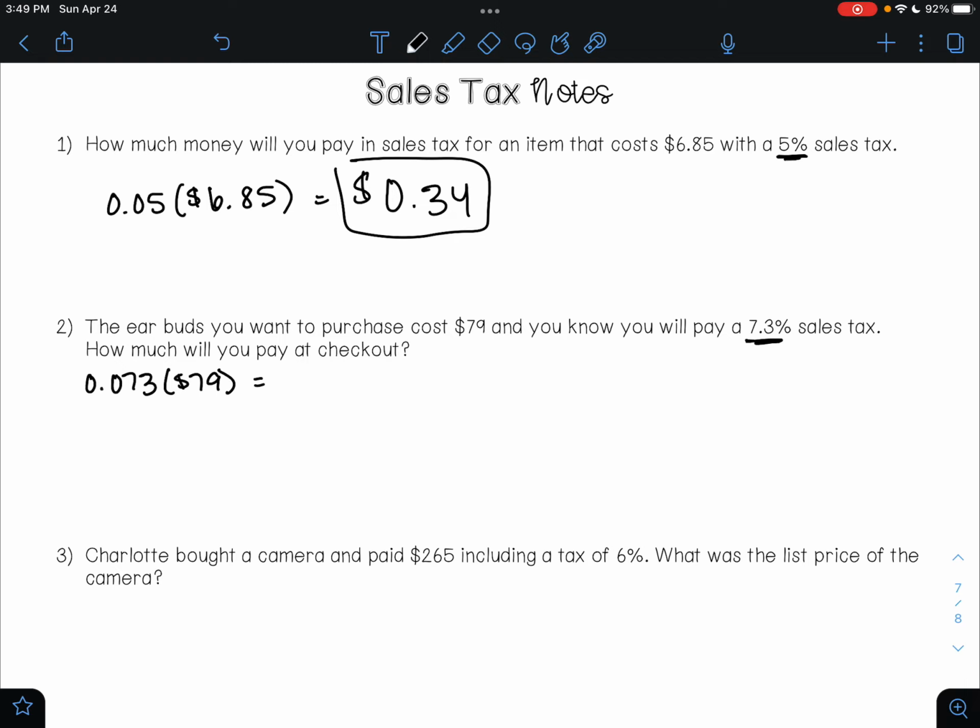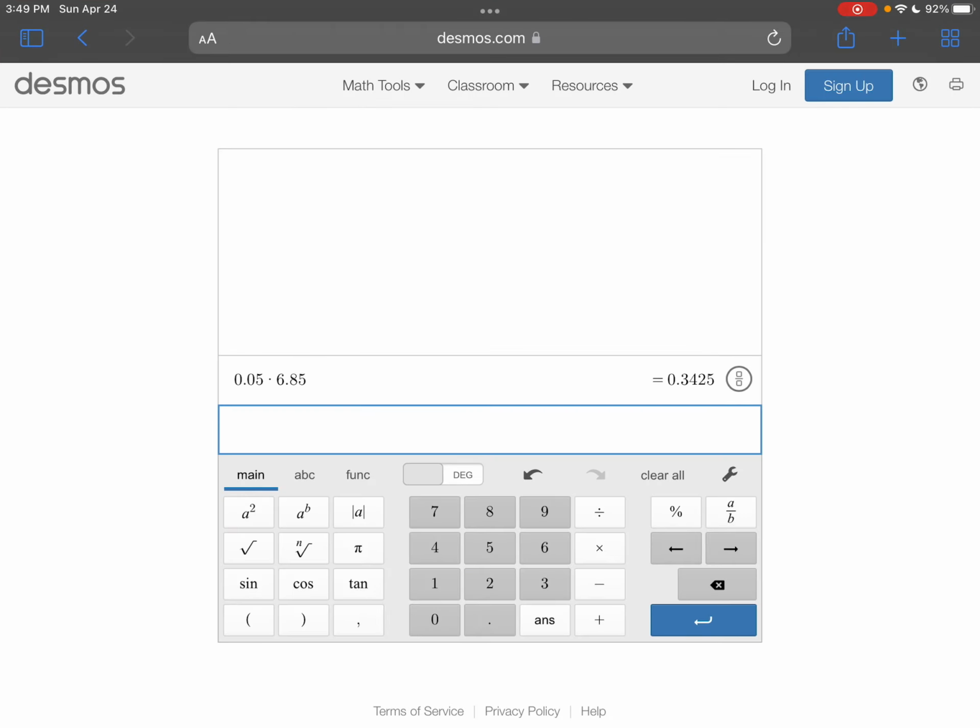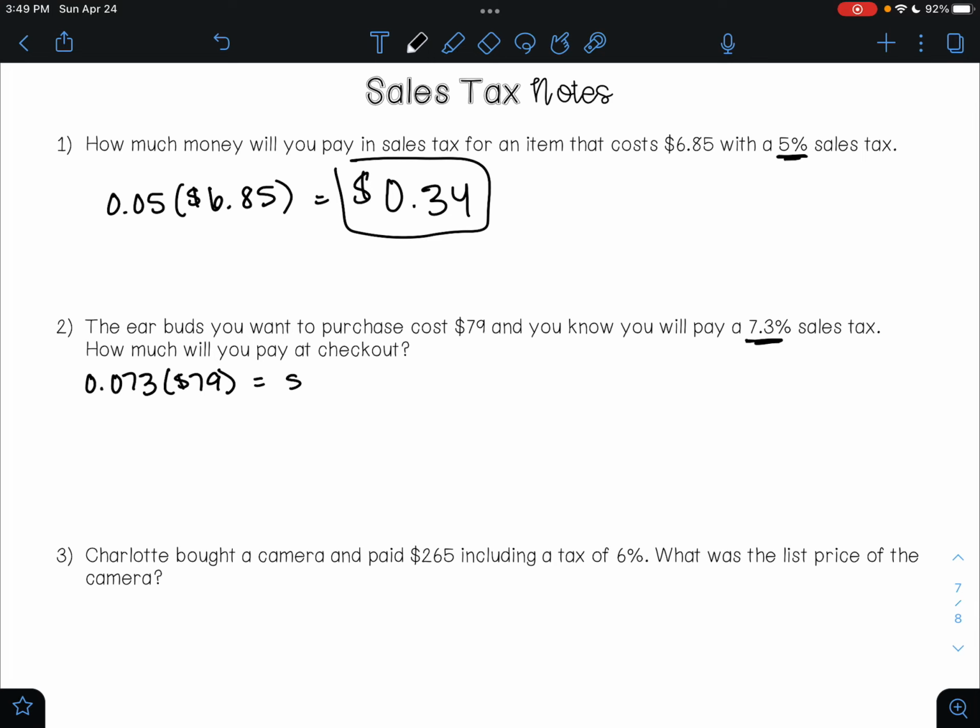And I'm going to multiply that by our $79. And when I do that, I'm going to have 0.073 times 79, and I'm going to pay $5.77 in sales tax. We want to know how much we're going to pay at checkout, so we're going to pay the cost of the item plus the cost of the sales tax. And when I do that in my calculator, I get $84.77.